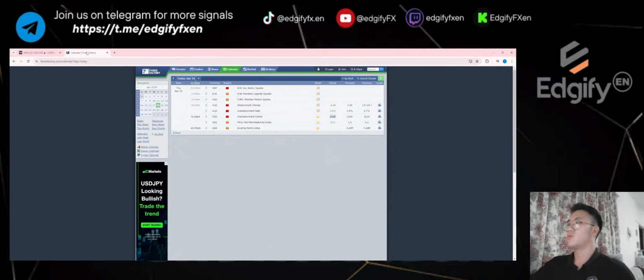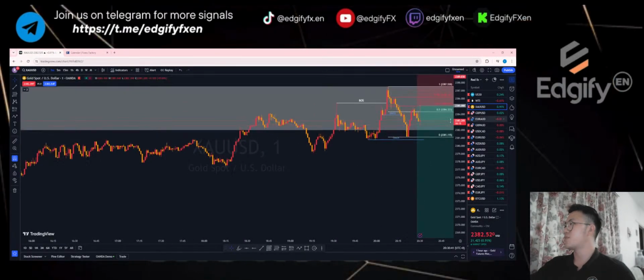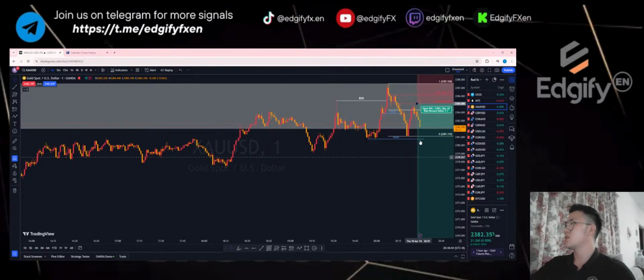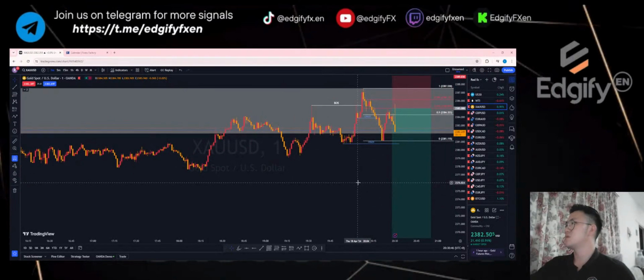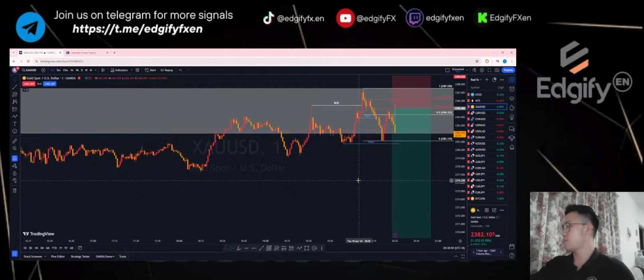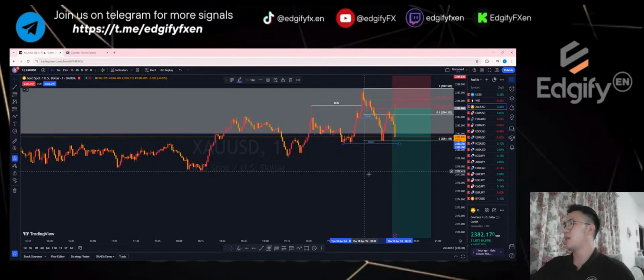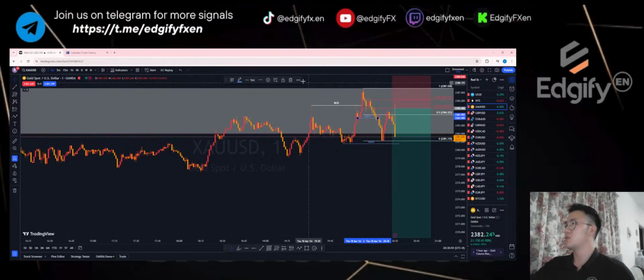Result is 212, which is good for the US, right? But you see the price here is stuck, right? It's hardly moving down. So I'll wait for this to dump, breaking this low, then I'll be looking for an entry.